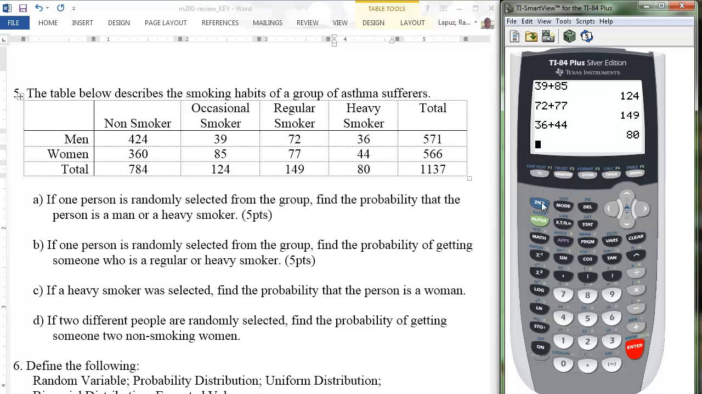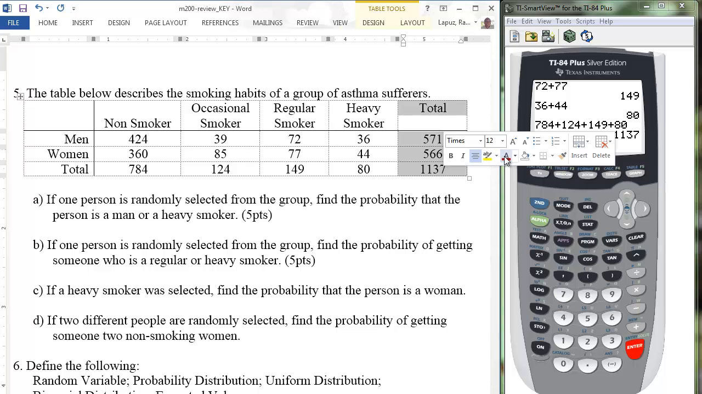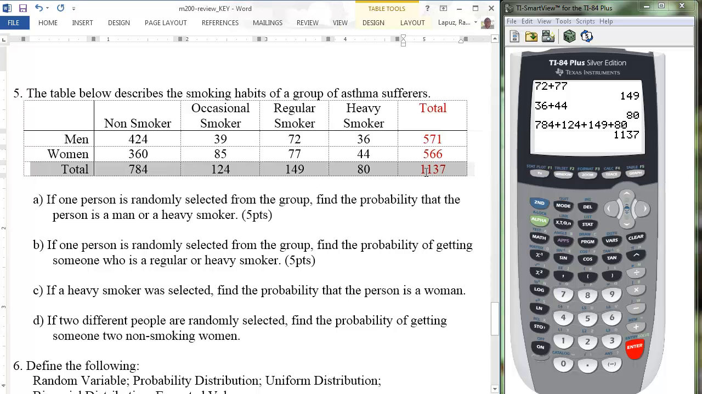Just to make sure, and it's always good to double check, you can add the column totals and make sure that you get 1137. So I'll do that real quick. 784 plus 124 plus 149 plus 80, and I do get, in fact, the total that we had hoped for. So here is our grand total.